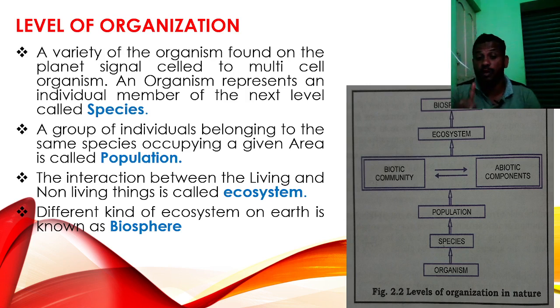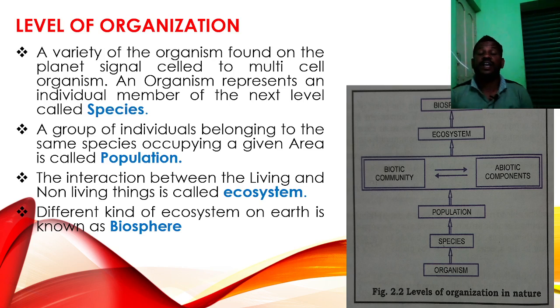And the third point is the ecosystem. Ecosystem means the interaction between living and non-living things. On this earth, there are not only living beings, there are also non-living things present. The relationship between the living thing and non-living thing is known as the ecosystem. We use non-living things for our day-to-day use, so there is a relationship between them.